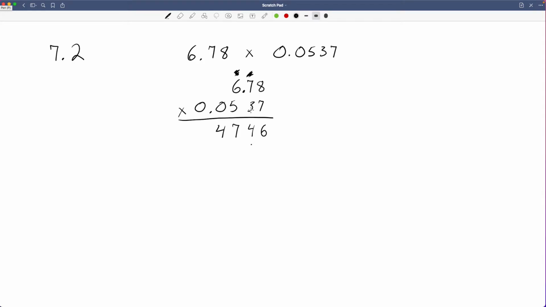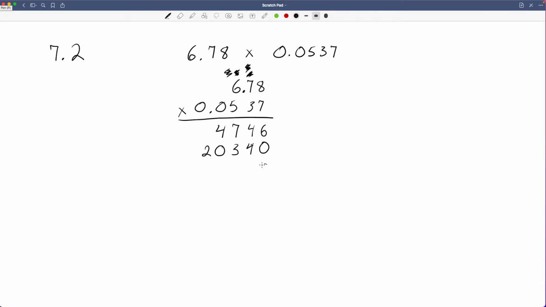Now, I forgot to do what I was supposed to do, right? You got to put your 0 in so you know that you're starting in the right place. 24, so it's 4, carry the 2. 3 times 7 is 21, plus 2 is 23, carry the 2. 3 times 6 is 18, 19, 20, so that's 20.